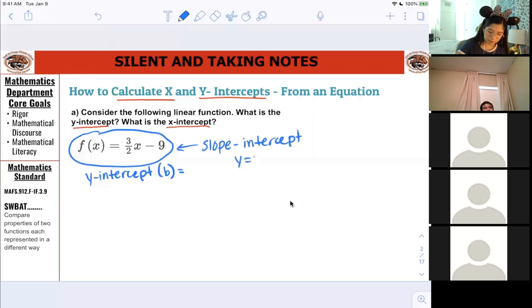This is y equals mx plus b. So I know that my y-intercept is -9. That's how I know this, because if it was in a different form, I wouldn't know what it is. That is a b.